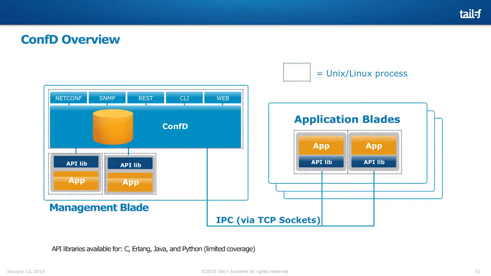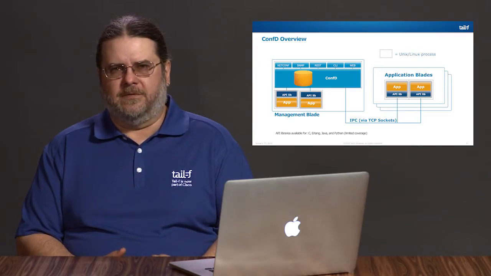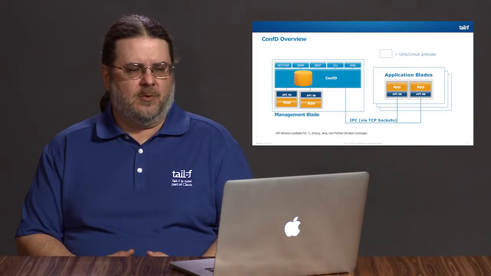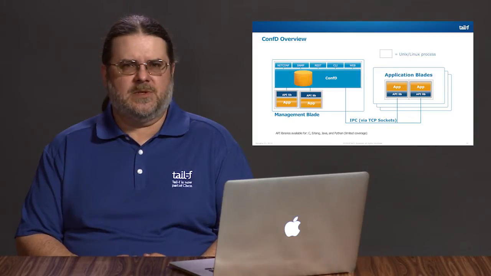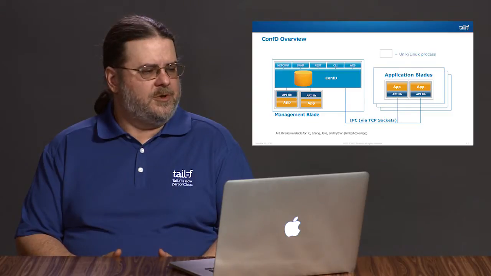Your applications can be running locally with ConfD, or they could be off on a line card, an application blade, or another system, as long as there's TCP connectivity possible so that the library can communicate with the ConfD daemon. This architecture, besides giving us a lot of flexibility and functionality that we can use across multi-CPU systems, also allows us to support multiple languages.